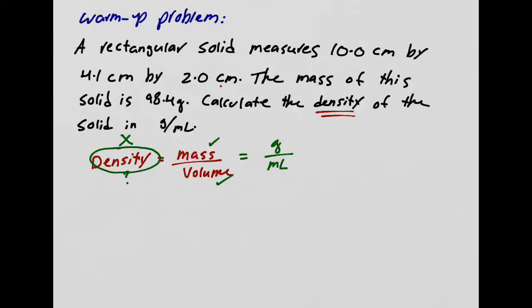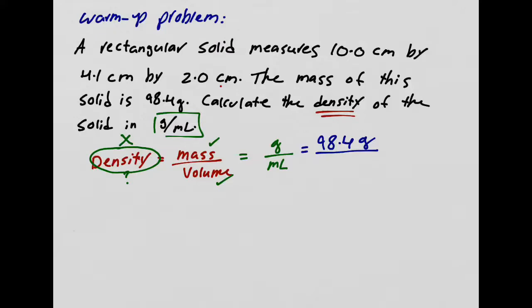So far, so good? Okay, so let's do this. Now, the mass is given to you, which is 98.4. Perfect. And the unit is gram. So the mass is given to us, 98.4, and gram is the unit that I want because this is the unit they ask you for, grams per ml. Okay, so I'm okay with the mass. Now I need the volume to divide and get the density.